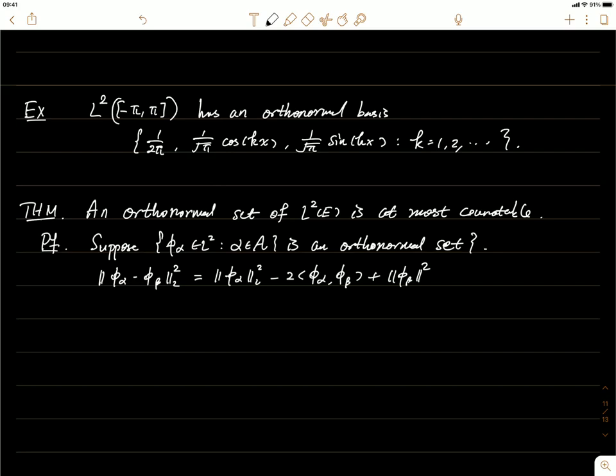And then because this is an orthonormal set, that means the first term is 1, right? Because the norm of each of these functions is equal to 1. The second term is 0 because they're orthogonal, so the inner product between any two different ones is equal to 0. And the last one is also 1. So we just know that this is equal to 2. Okay, or in other words, the distance between any two functions in this family, or this orthonormal set, is equal to square root of 2.